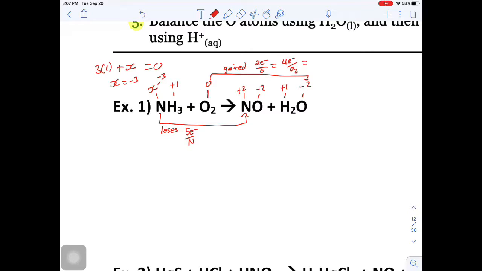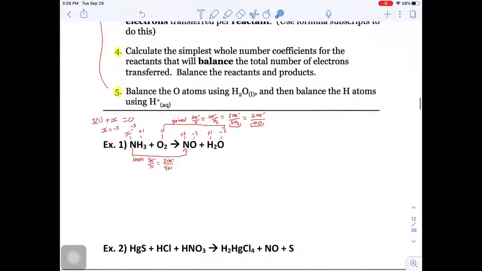So here, if I multiply this by 5, I will get 20 electrons per 5 O2s. Another way you can write this is 20 electrons per 10 oxygens, right? This is 10 oxygens, this is 10 oxygens. Now, another thing over here: how do I get this to 20 electrons? Well, I multiply it by 4. So this will be 20 electrons per 4 nitrogens. Now I can start actually balancing this thing.